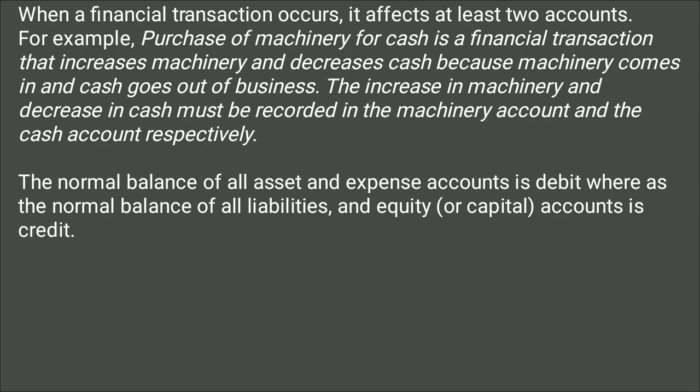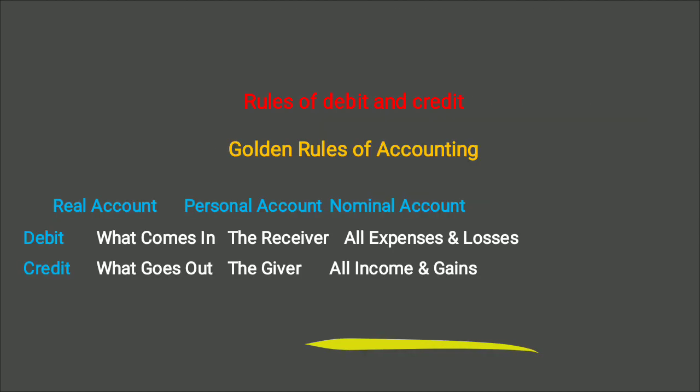So the increase in machinery and decrease in cash must be recorded in the machinery account as well as in the cash account. The machinery account is entering the business, so we have to add, and that we record on the debit side, and cash is going out of the business, and all decreases we write on the credit side, in that particular account. Clear?